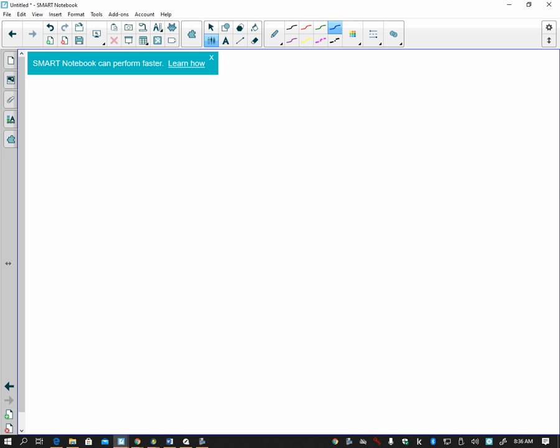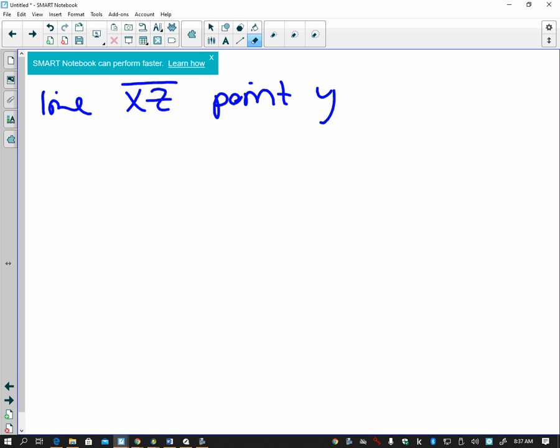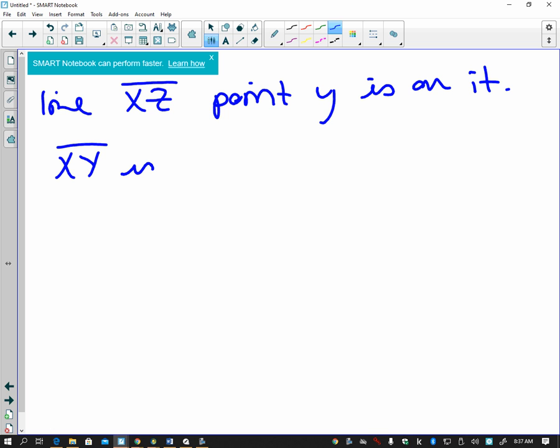This question goes back to some earlier things. Let's say that we have line XZ, okay? We've got point Y, not line segment Y, but point Y is on it. Okay. They'll say that XY is something like 6x minus 16.